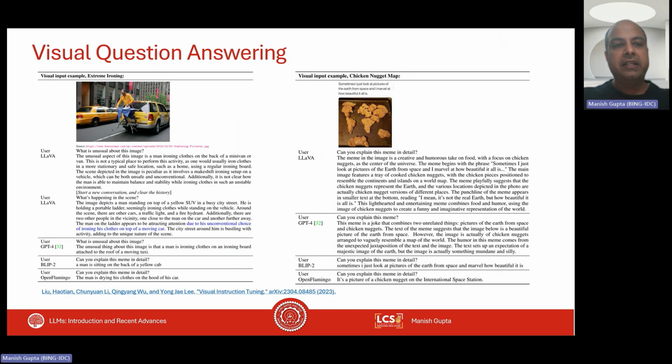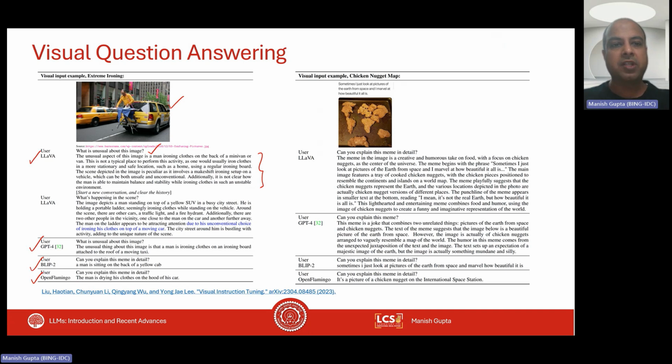Well, yet another very interesting task in the multimodal domain is visual question answering, where the idea is that you get an image as input and also a question associated with the image, and the model is supposed to come up with a very good answer. Here are some answers generated by popular multimodal models like LLaVA, GPT-4, BLIP-2, Open Flamingo, and so on.